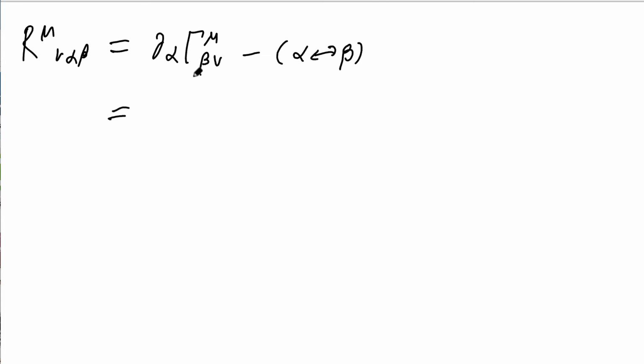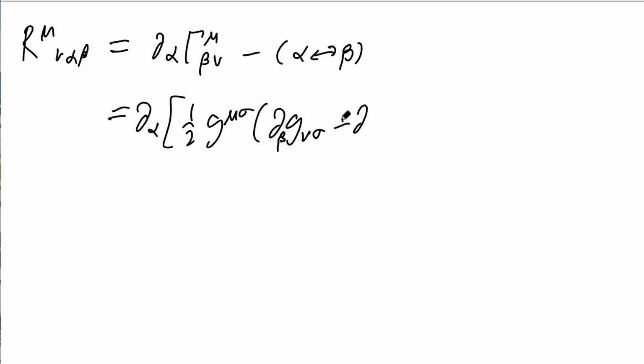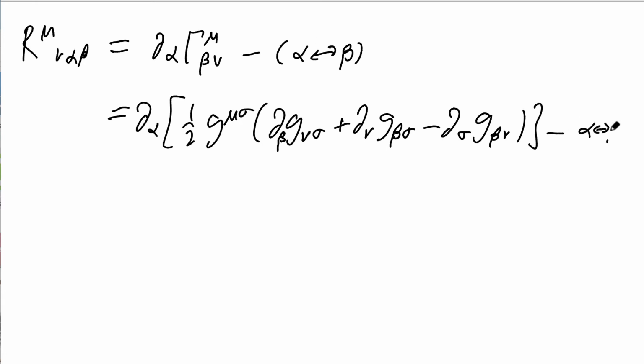And now we can put in the definition of the Christoffel symbols. So this is partial alpha of 1/2 G mu sigma, partial beta G nu sigma plus partial nu G beta sigma minus partial sigma G beta nu. And then we have this term where alpha and beta are switched. Now this derivative operator, partial alpha, acts on everything in the square brackets, of course.